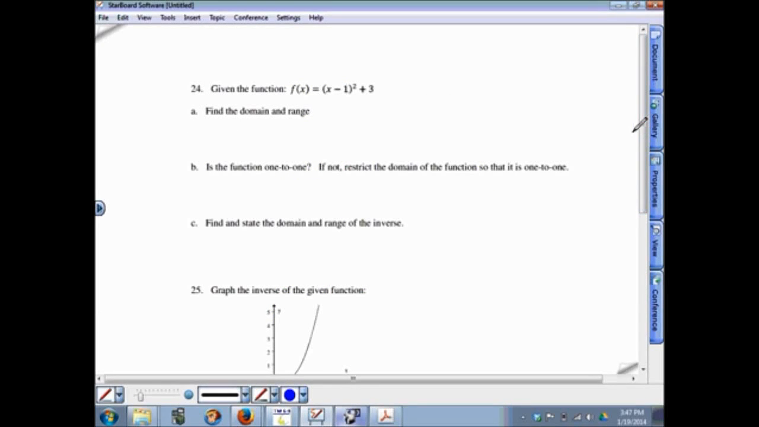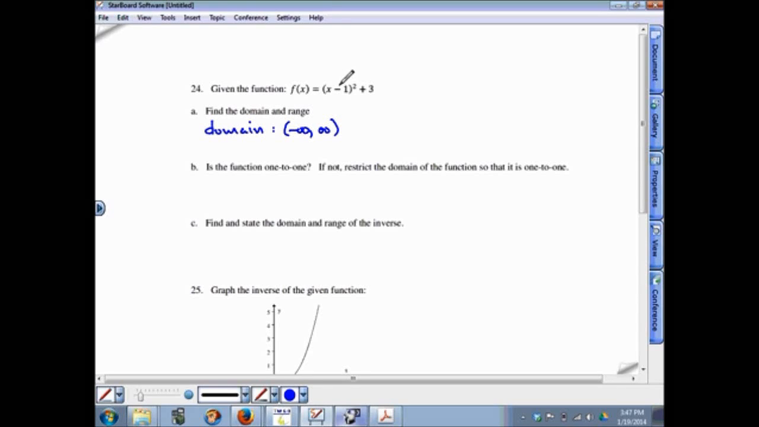Page 7. f of x is a quadratic function. And I mentioned this a couple times, but the domain of any quadratic function, whether it's facing up or down, is negative infinity to positive infinity.